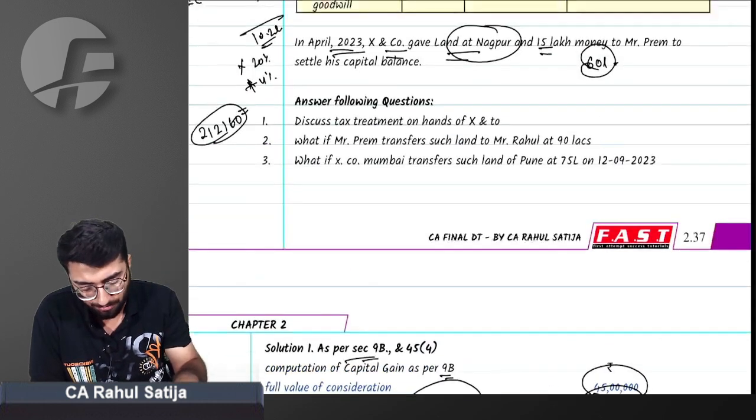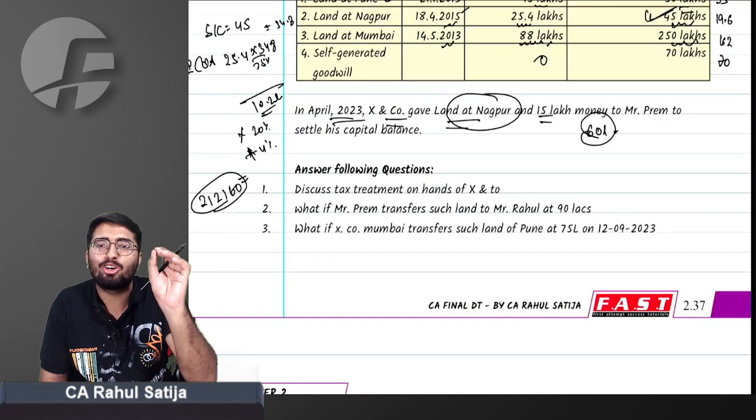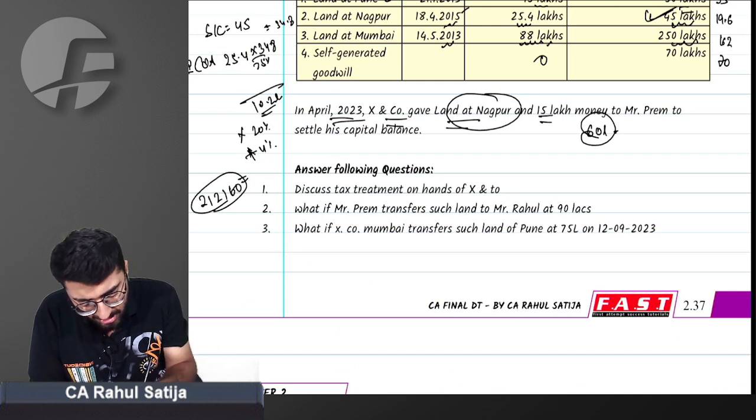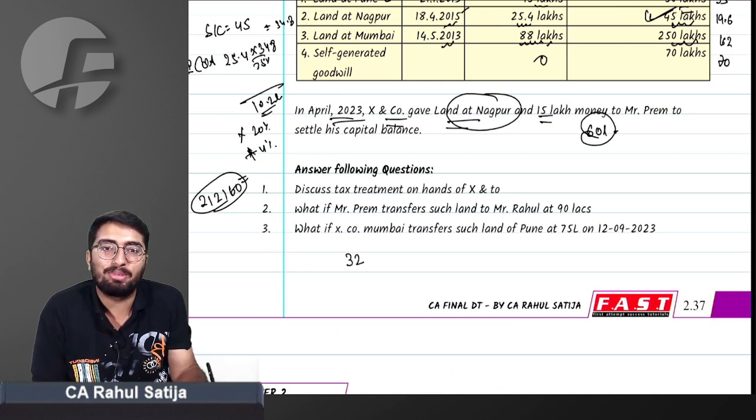Now the concept comes. Now you have to calculate the book value of the partner's share, the partner's capital. Now just think, the partner's capital was 32 lakh rupees previously.